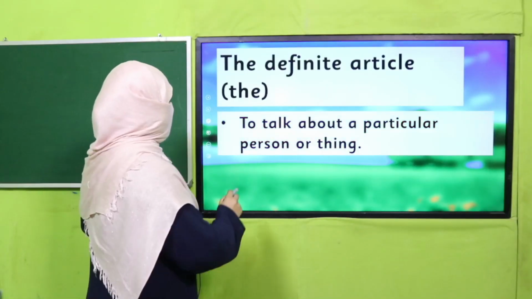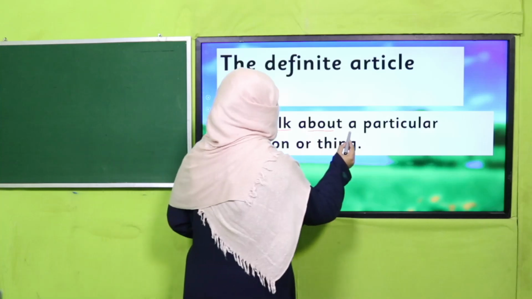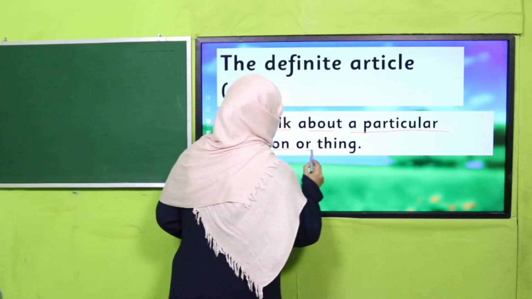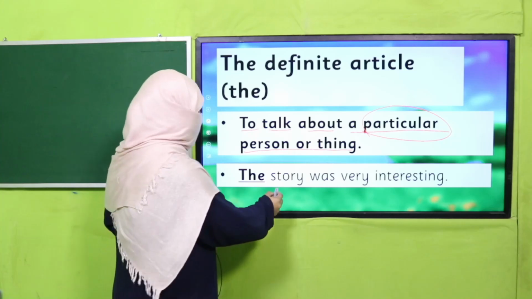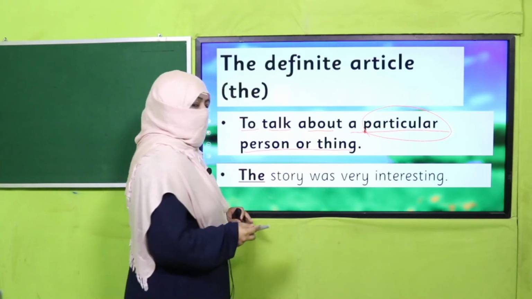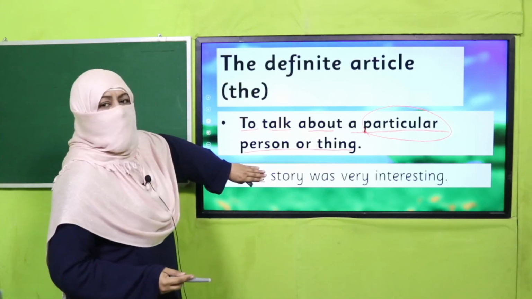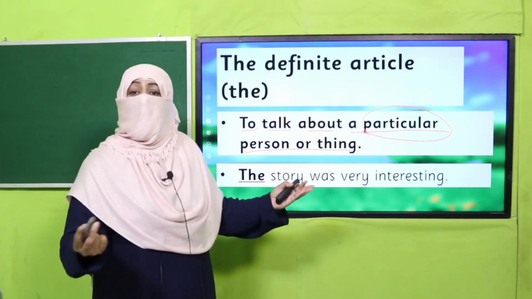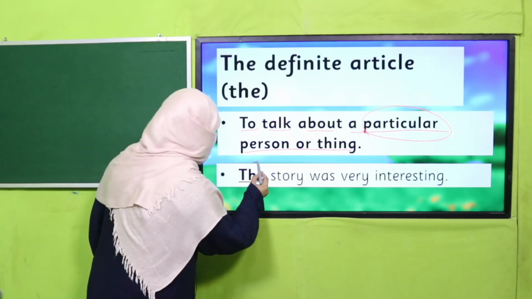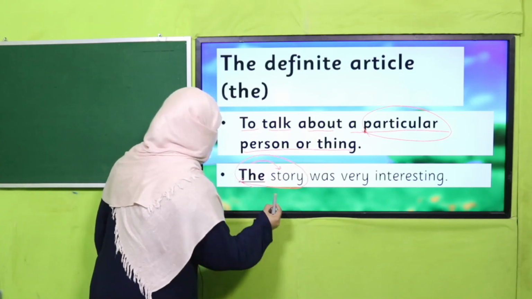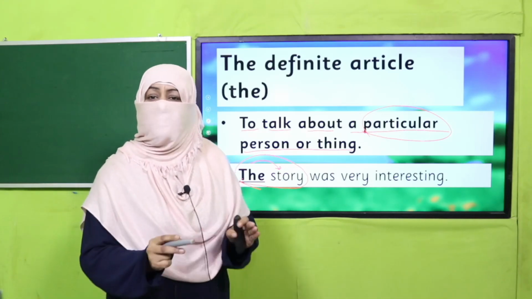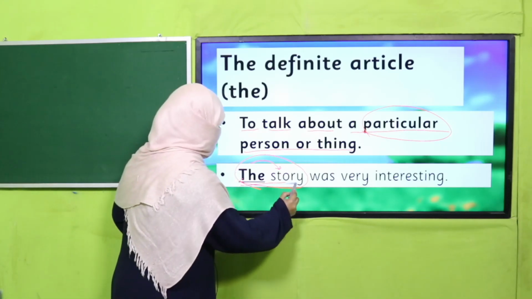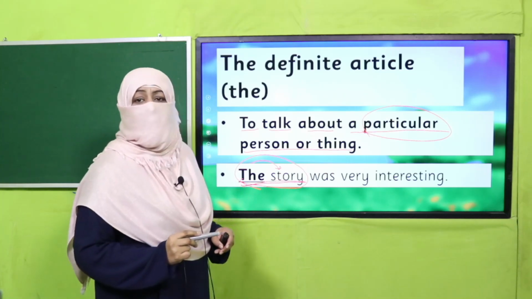So "the" is used to talk about a particular, specific person or thing. For example, the story was very interesting. Now, if I say a story is very interesting, then it may refer to any story. But when I say the story, it means a specific story, maybe we just read it, maybe we read it yesterday. That's why it is making it a particular thing.